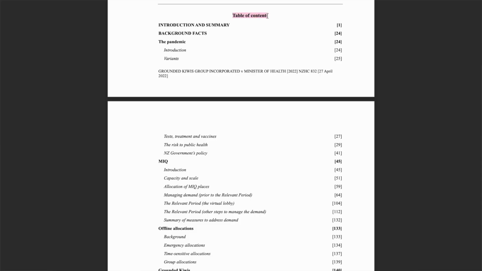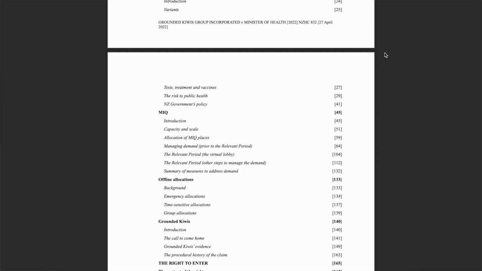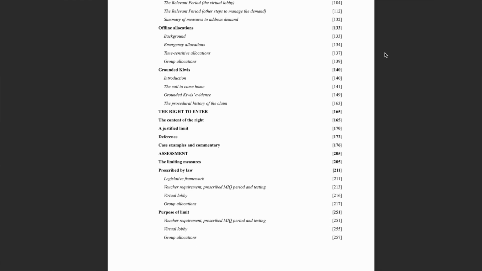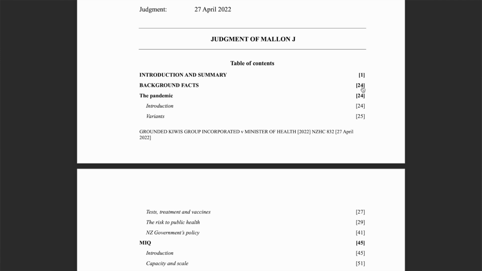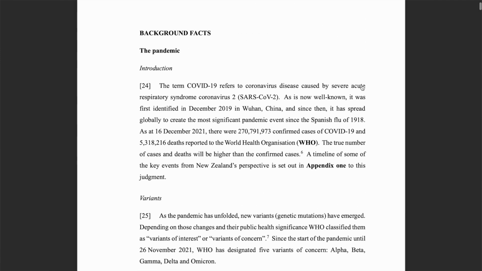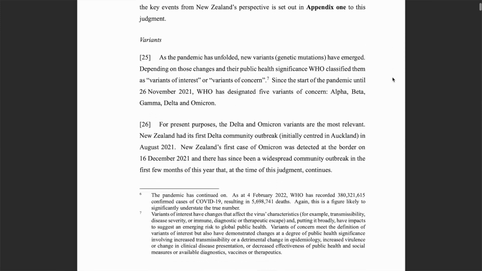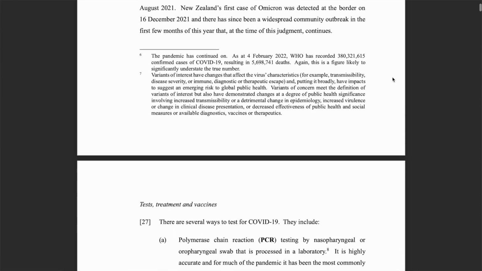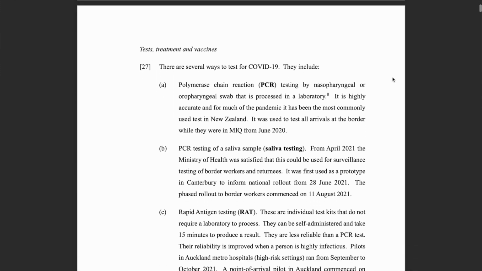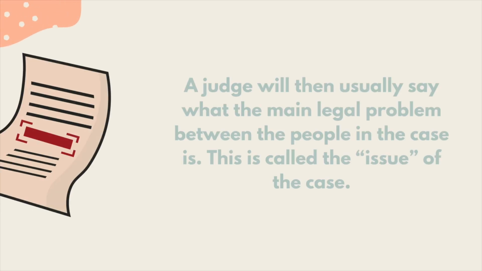Some judgments have a table of contents at the start of a case, like in this case. Other judgments don't have this. Cases will normally begin by talking about the background facts of a particular case. In other words, two or more parties are having a problem. That's why they're in court. The judge will normally explain what the problem that they're having is in detail. This is called setting out the facts of a case.